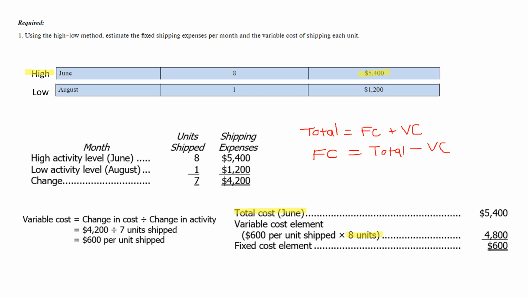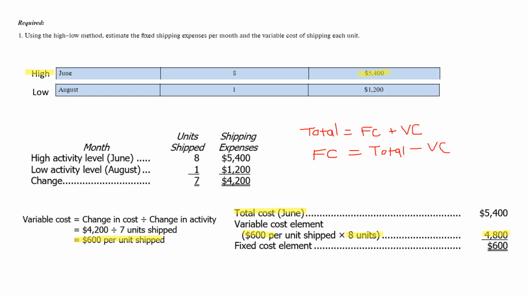We know from over here, we found out our variable cost per unit was $600 per unit shipped. So we're going to multiply our variable cost per unit of $600 times our 8 units to get 4,800. So that represents our total variable cost at this data point. So for 8 units shipped, our total variable cost is 4,800.